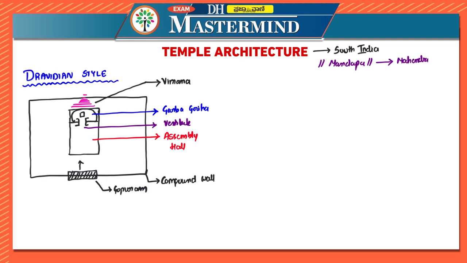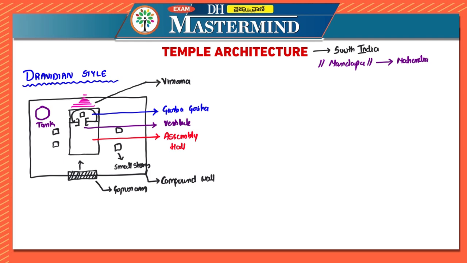You have Dravidian style. And the most important point which we forgot, that is, there was a tank. There was a presence of tank. That is, compound wall is there, tank is there. Not just that, there are subsidiary shrines as well. There are smaller shrines, wherein you can go and worship. So these are small shrines. This is the oldest style of architecture.